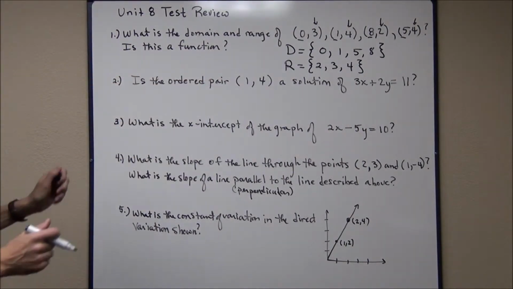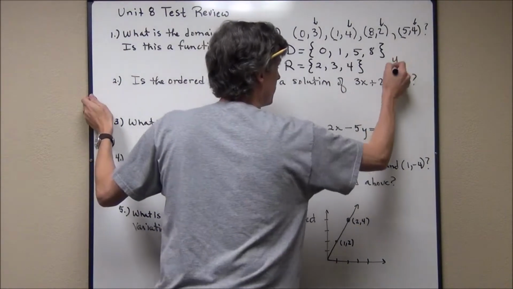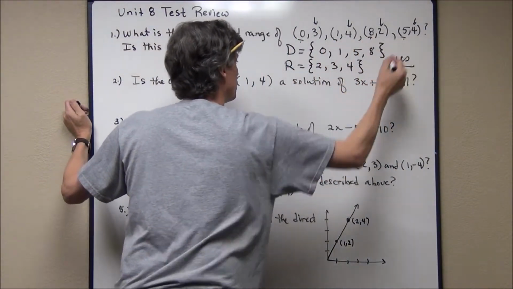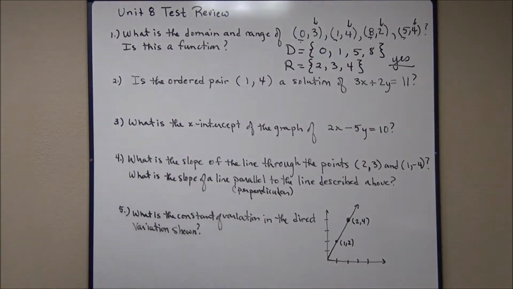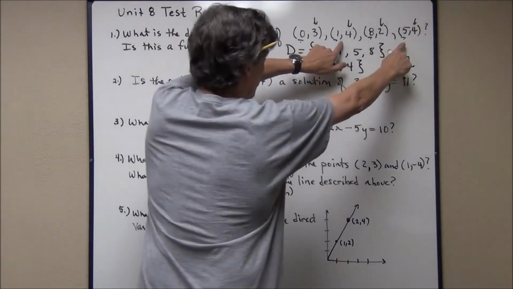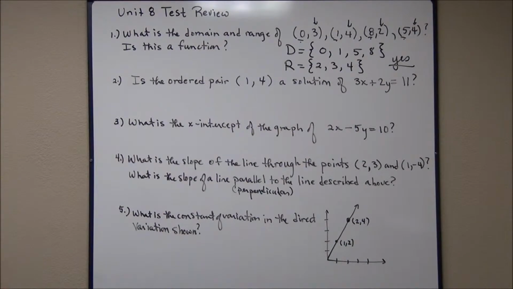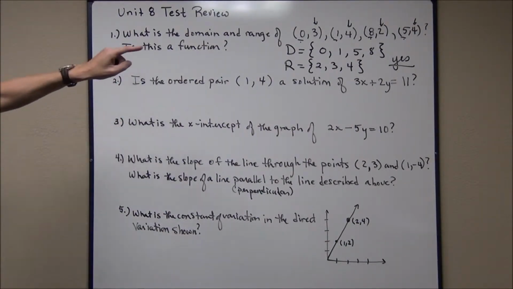And the answer is yes, it is. It is a function because every element in the domain is used only one time. Remember, it's not a function if you have the same x with different y values. That's not the case. I do have two different x's with the same y value. That's okay. That's still okay for it to be a function, not the other way around. So, is it a function? Yes, it is.